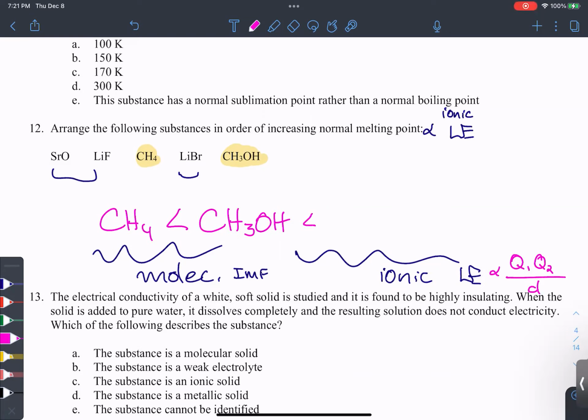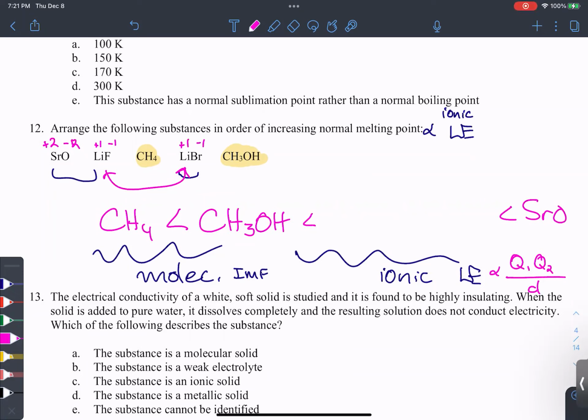Of these, which of the ionic compounds is hardest to melt? The strontium compound, yes, because it's +2, -2. So strontium is the highest. Then we have lithium fluoride and lithium bromide. They both have +1, -1 products, so their Q1, Q2 are the same. So we look at D, the size, instead. Which of those has the higher melting point, the fluoride or the bromide?